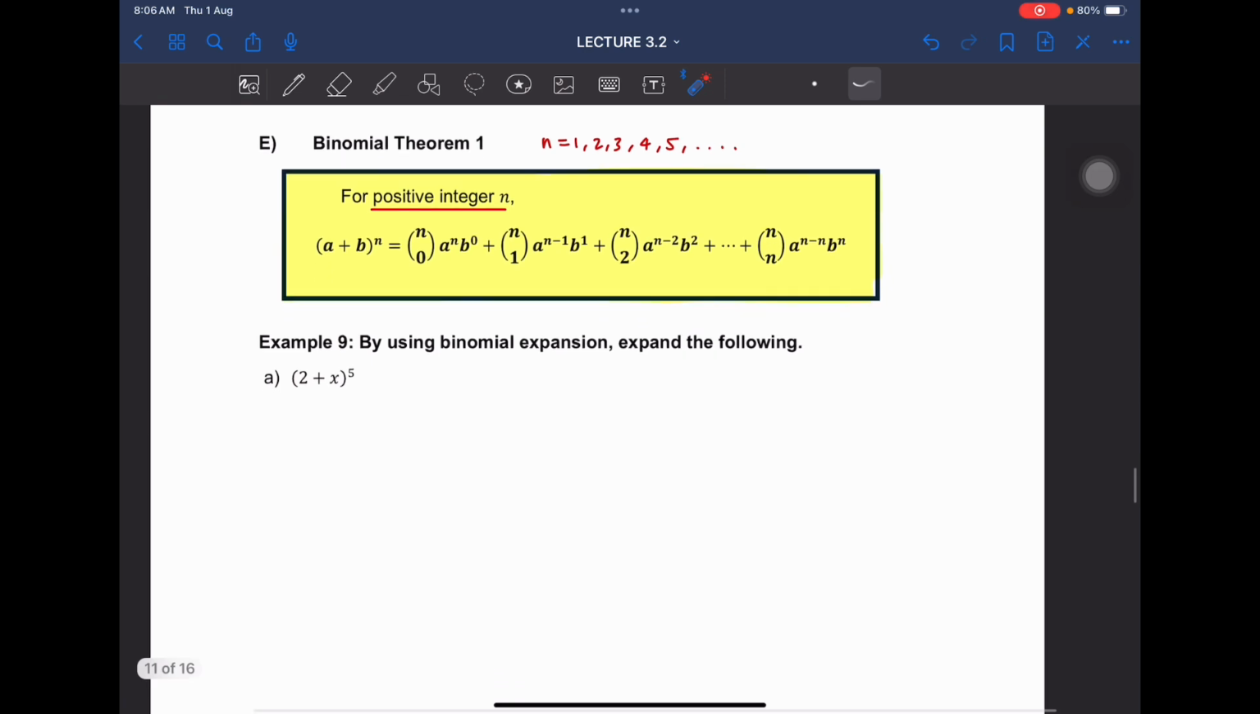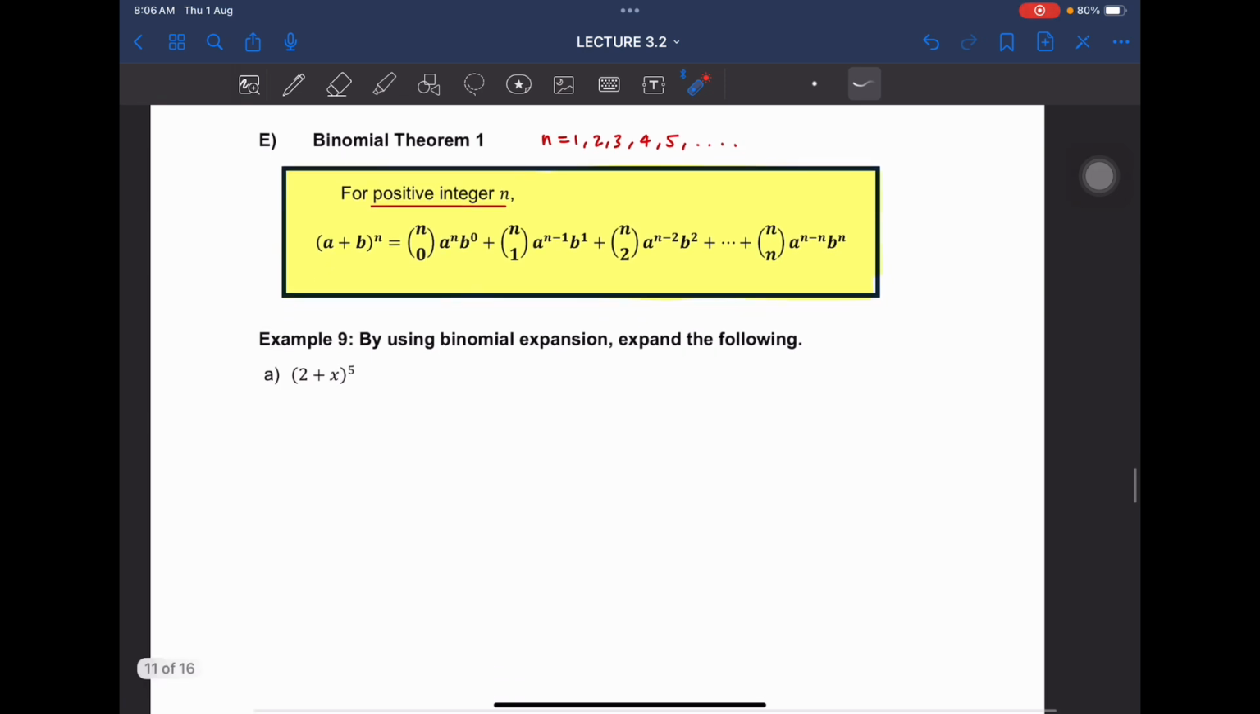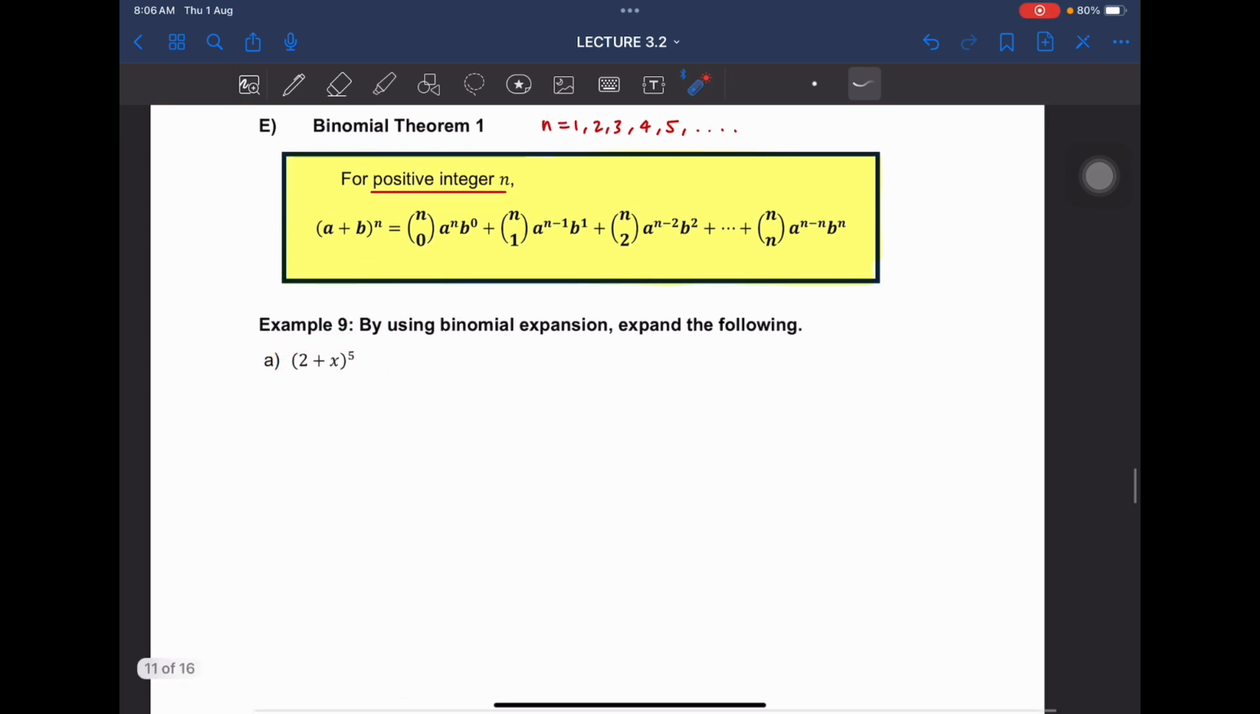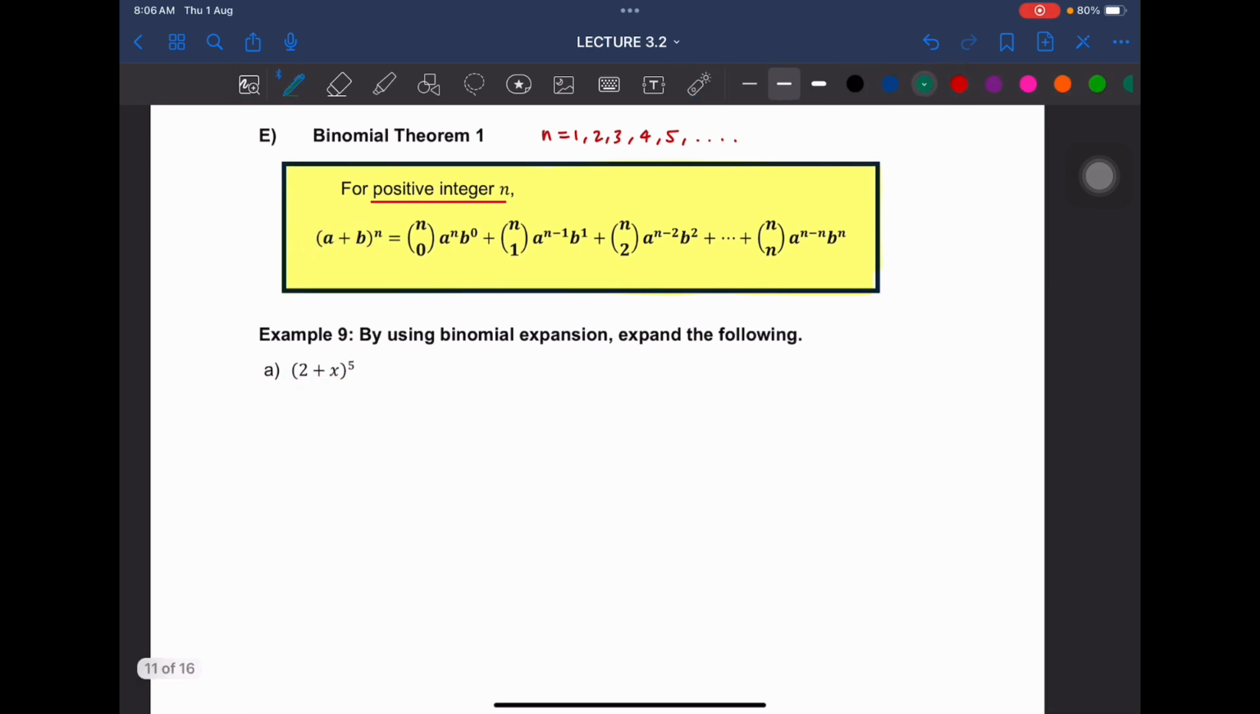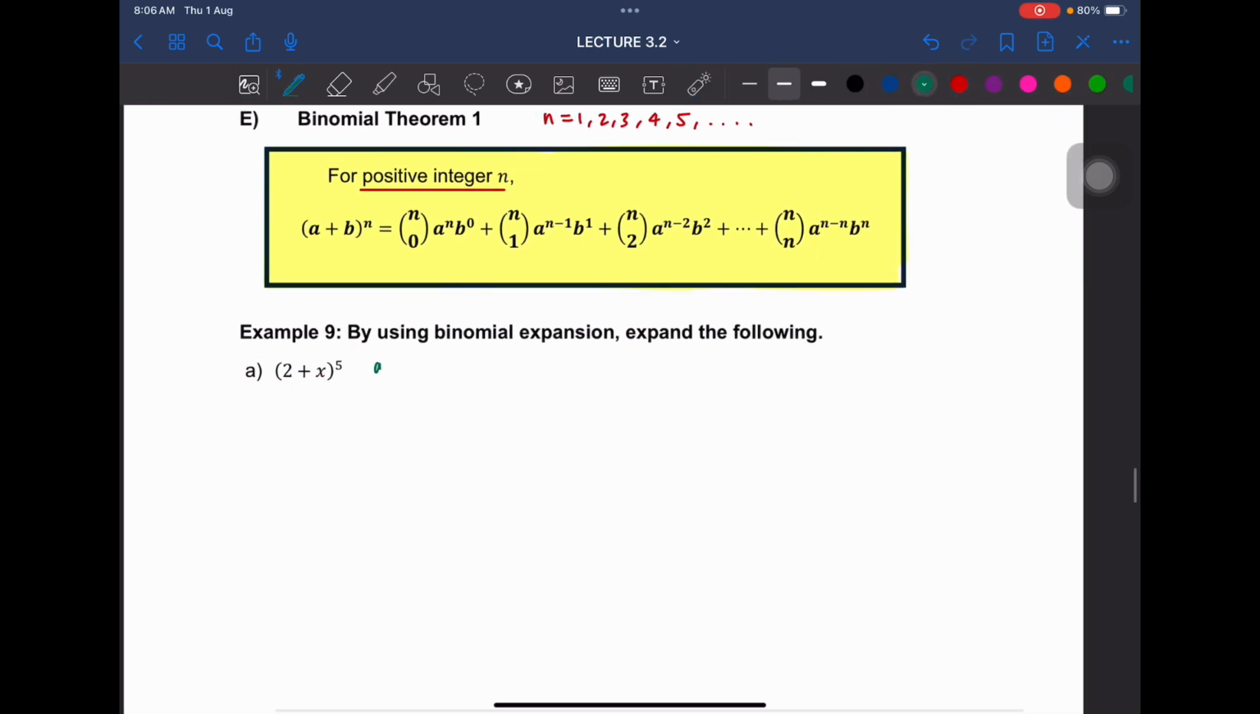Okay, kita akan try dua example for you to see how it works. Okay, so let's say we have this one. Okay, 2 plus x to the power of 5. So dia kata by using binomial expansion, which is this one, expand the following. Okay, so we need to check our n. Yes, it is a positive integer, so we have no problem with that. And we have 2 plus x, so we have a plus b. Okay, so saya keluarkan info yang ada. So our a in this case is 2, our b is x, and our n is 5. Okay, this is the info that we have.